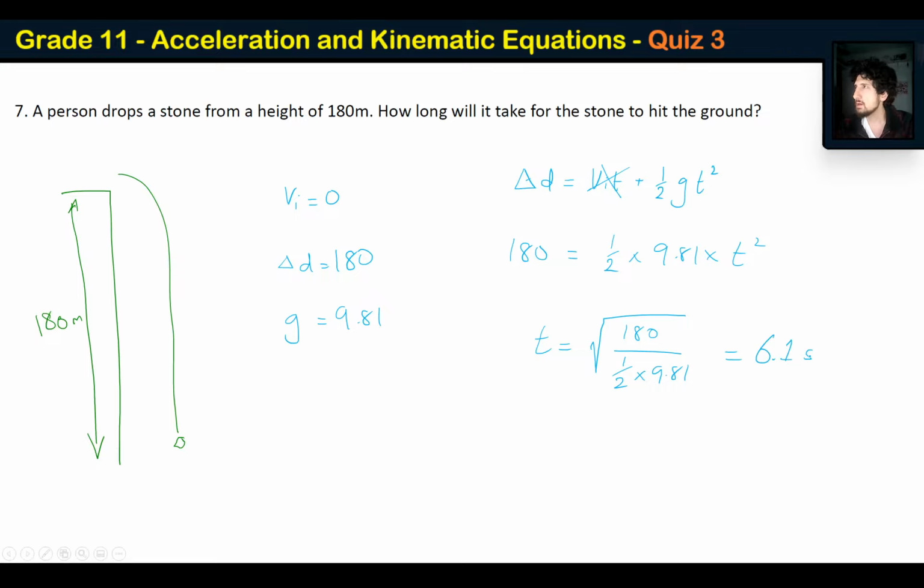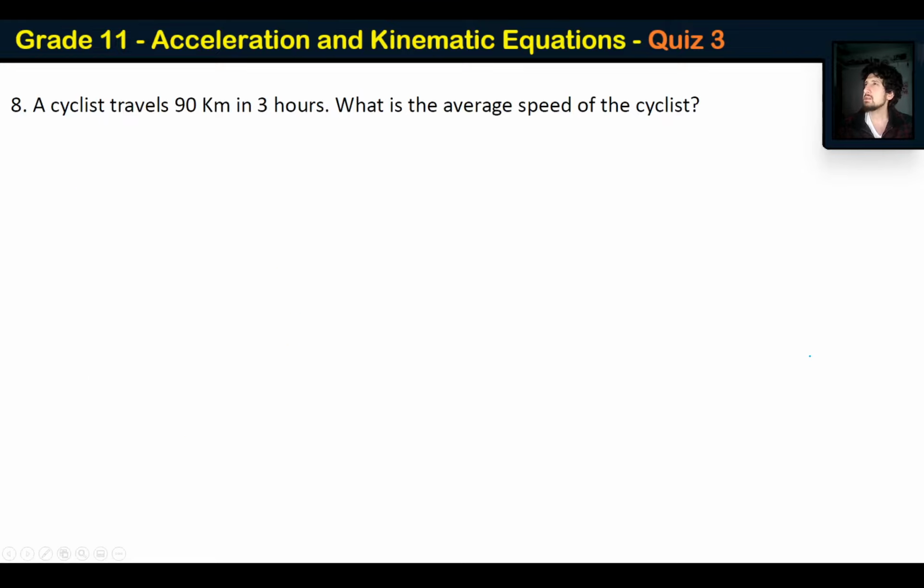Okay, let's move on. A cyclist travels 90 kilometers in 3 hours. What is the average speed for the cyclist? So remember, average speed, we can actually write it like this. Velocity average, which just means the average velocity, is equivalent to total distance divided by total time, or displacement divided by time. Since I'm looking for speed, I better just stick to it. So speed equals total distance divided by total time.